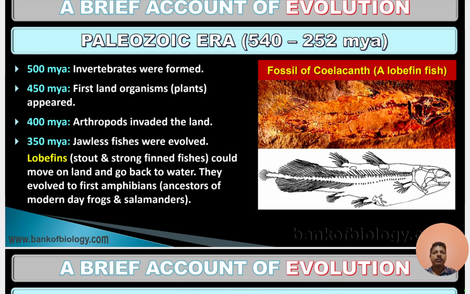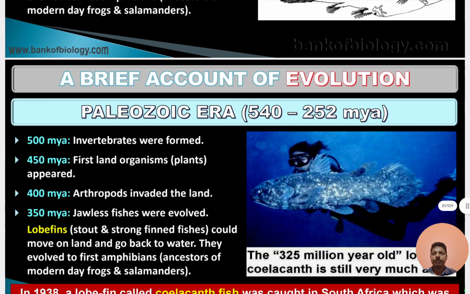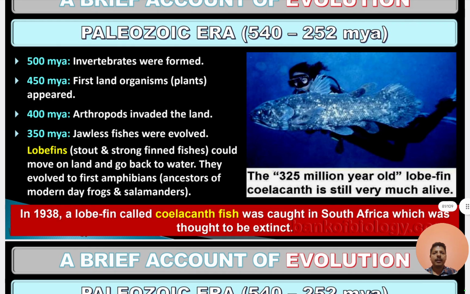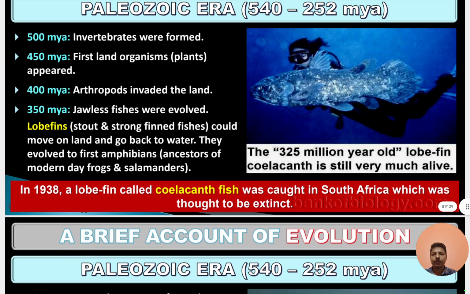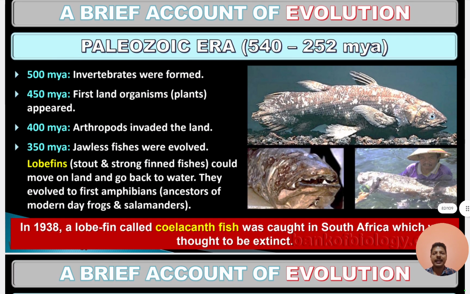Then see the diagram, fossils of coelacanth, a lobe-finned fish. From the fossil we can say that lobefins are the first amphibians that could live on land as well as in water. Then 325 million years ago, lobefins or coelacanth are still very much alive. In 1938, a lobefin called the coelacanth fish was caught in South Africa, which was thought to be extinct. And you can see the diagram.